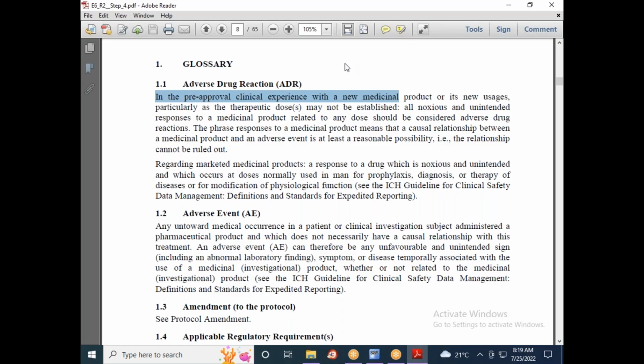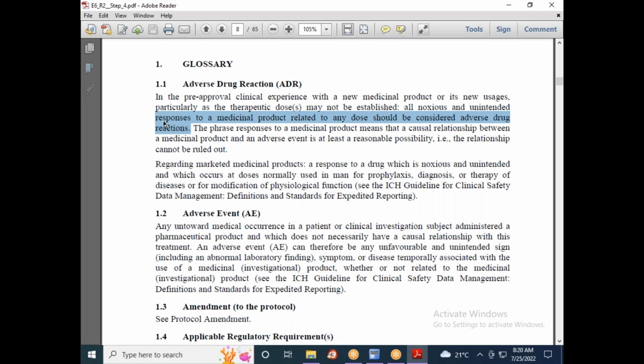ADR stands for adverse drug reaction. You can see here: all noxious and unintended responses, not expected, to a medicinal product related to any dose should be considered as adverse drug reactions.